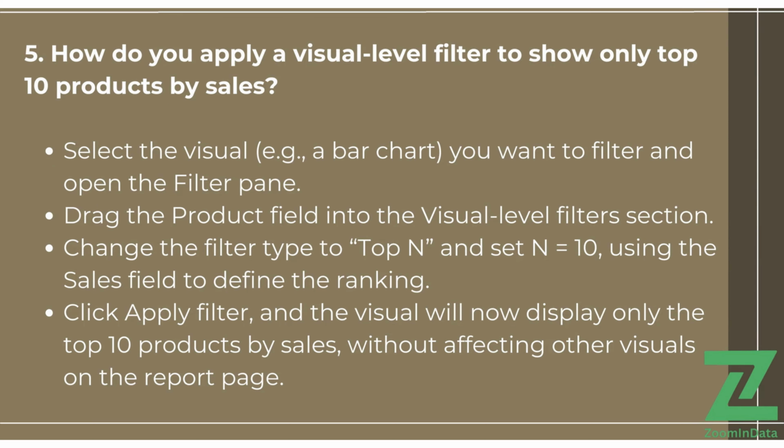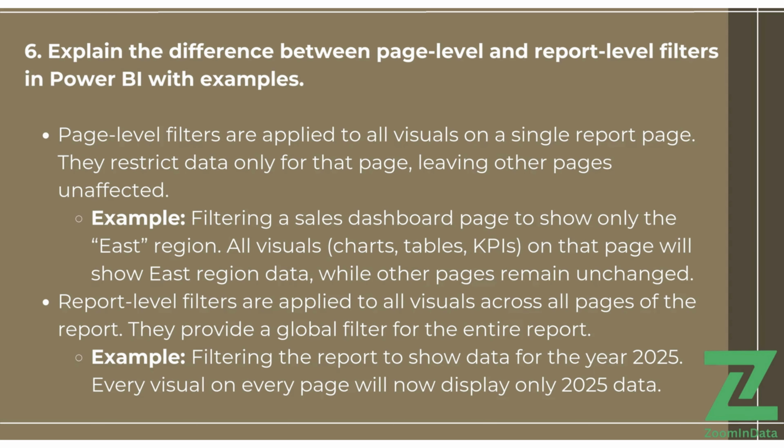Fifth question: how do you apply a visual level filter to show only the top 10 products by sales? Select the visual, for example a bar chart, you want to filter and open the filter pane. Drag the product field into the visual level filters section. Change the filter type to Top N and set N equal to 10, using the sales field to define the ranking. Click Apply Filter, and the visual will now display only the top 10 products by sales, without affecting other visuals on the report page.